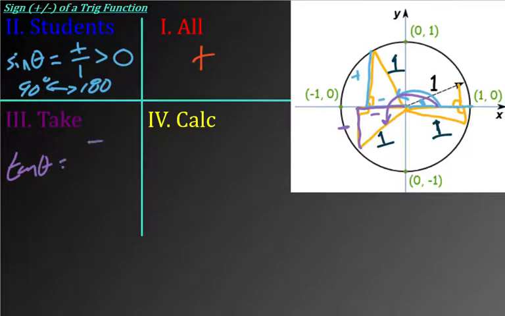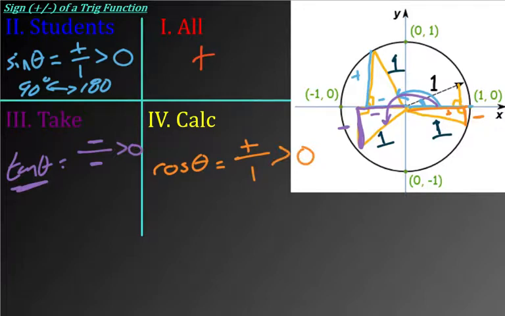Tangent of that angle is a negative number divided by another negative number, which is greater than 0, double negative, right? So the only thing that's positive here is tangent. That's the only positive one there. And then last but not least, if you do the fourth quadrant, this distance is positive, but this distance is negative. And so if you do cosine of the angle there, then you get a positive over 1, which is greater than 0.